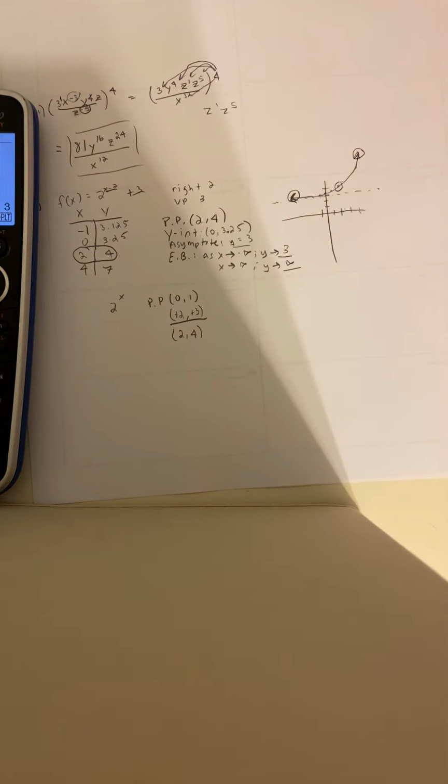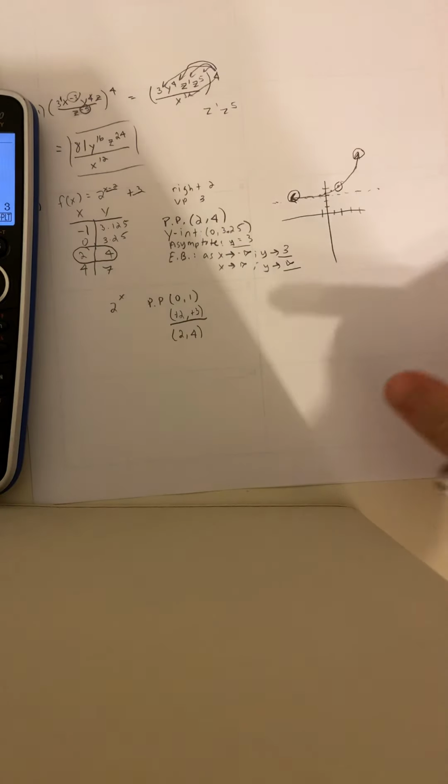So now I have identified all my key aspects of the graph. I've labeled everything I need to label, and that is exactly what I would be looking for if I asked you to graph one of these on a test or a quiz coming up.